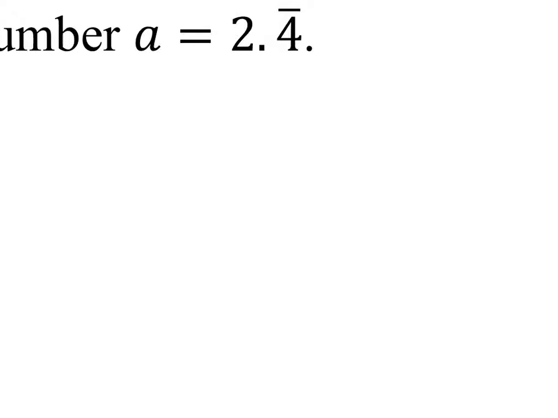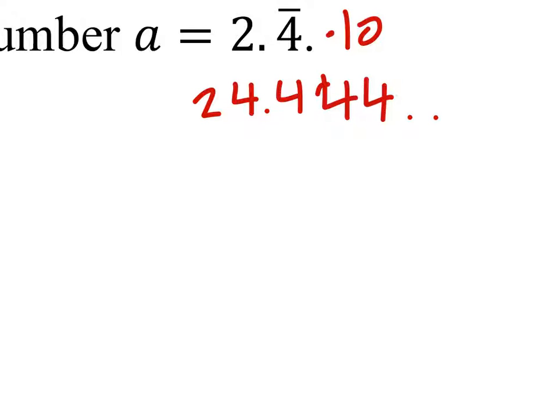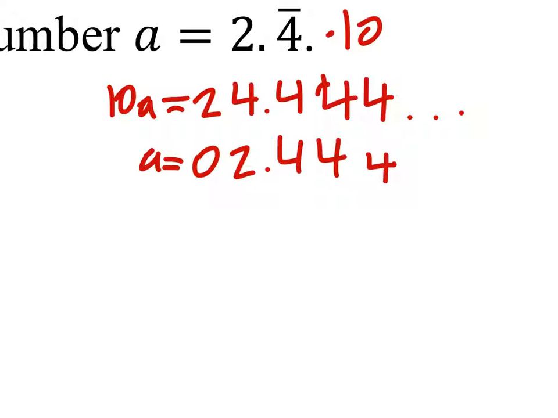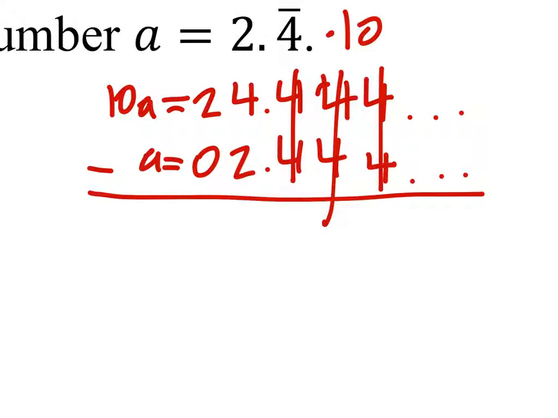Okay, so you start out with multiplying this by 10, so you get 24.444 forever. And that equals 10a. Then a equals 0.244 forever. And these cancel. Am I doing it wrong? Oh. So then you subtract these, I guess.